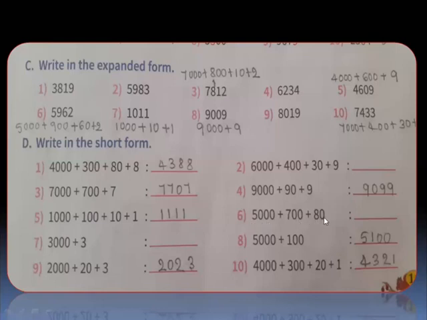5700 plus 80. Here also in one place, no number. Directly you have to put 0, means 5780. Okay, next, seventh one. See and write correctly, you have to see.